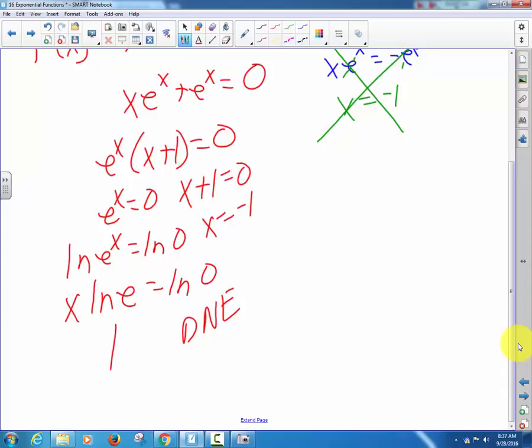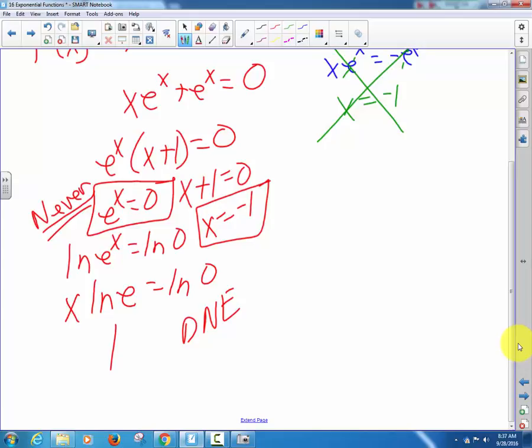So what does that tell you? x times 1 does not exist. That means it never can happen. So e to the x equals 0? Never. So the only answer you get out of that is x equals negative 1. So there's a horizontal tangent line at x equals negative 1.